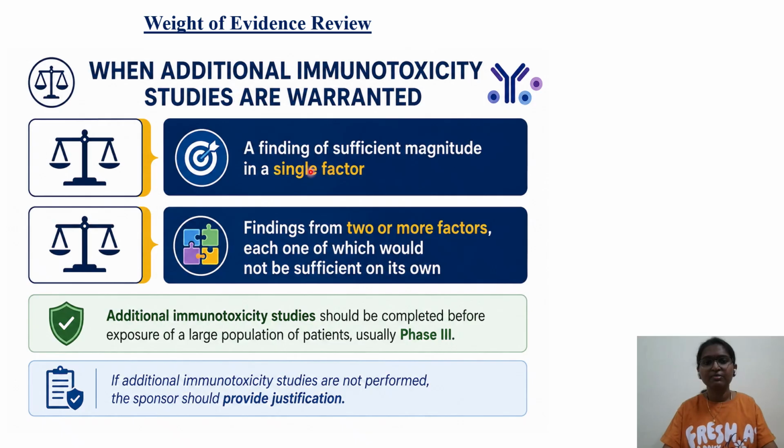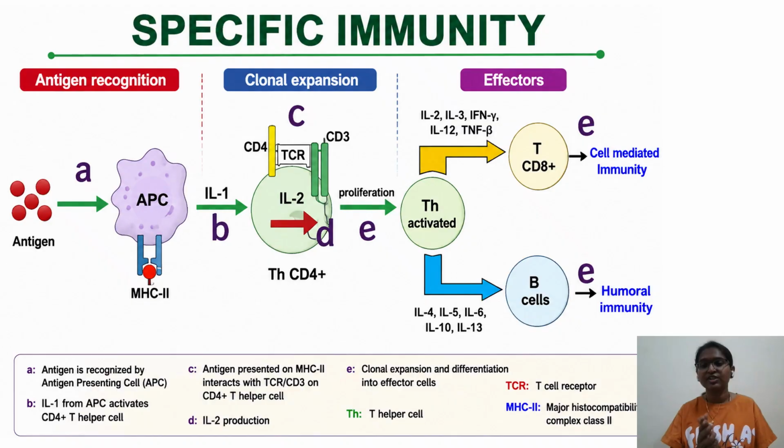A finding of sufficient magnitude from a single factor, that we have seen in the guideline only, and findings from 2 or more factors, each one of which would not be sufficient on its own. Additional immunotoxicity study should be completed before exposure of a large population of patients. Before initiation of the phase 3 trial, you have to complete this immunotoxicity study. That's why we're discussing whatever information you get in clinical trials, it has to be from phase 1 or phase 2 only. If additional immunotoxicity studies are not performed, the sponsor has to give justification to the regulatory bodies, either the FDA or EMA.